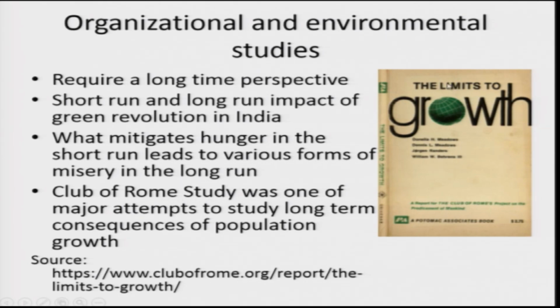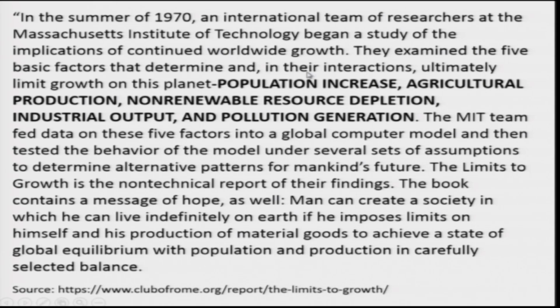And this Club of Rome study was one of the major attempts to study long-term consequences of population and arrived at the finding that in the long run, the present population growth cannot be sustained. In the summer of 1970, an international team of researchers at MIT began a study of the relationship between population and environment. They studied the relationship between population increase, agricultural production, non-renewable resource depletion, industrial output, and pollution generation. The MIT team fed data on these five factors into a global computer model. So these studies require simulation, computer modeling, and then tested the behavior.